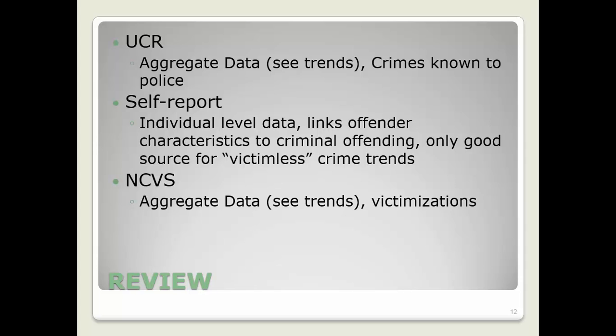Self-report data, its big use is that it's individual level data. So it links the offender to all the things you think might cause crime, right? So you can ask about self-control or peer groups or whatever you want and ask about offending. And that allows us to link those two things together to see whether they're correlated. NCVS is the counterpart to the UCR. So the NCVS and self-report are both survey data. Here we're asking about the person's crime. Here we're asking about the person's experience as a victim of crime. Like the UCR, the NCVS is aggregate data, and so that allows us to see crime trends across time.